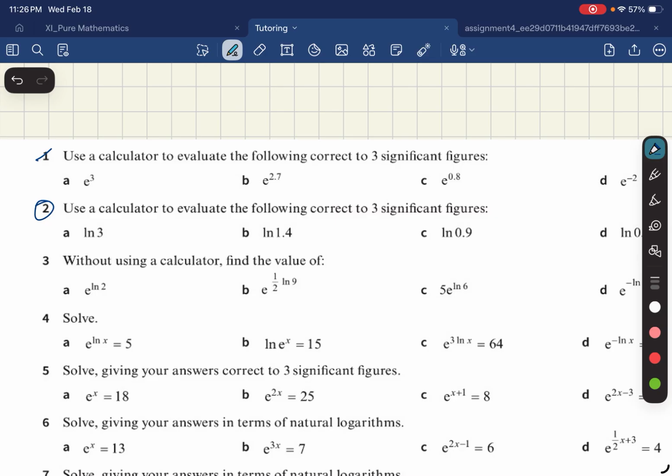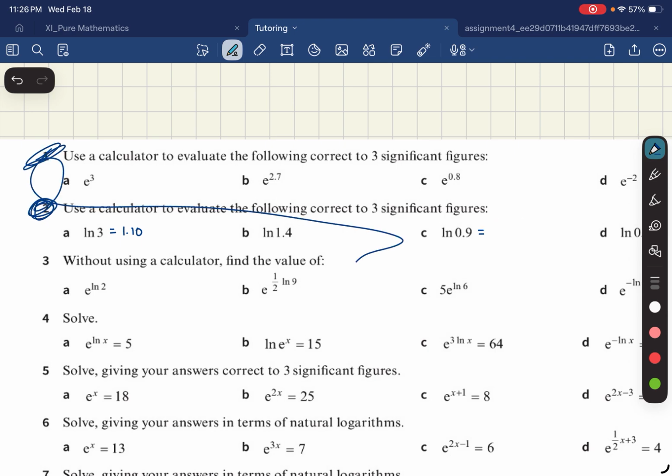And this is very easy as well. You just take your calculator and press your ln button. When you say ln, the calculator is programmed to know that it's the natural logarithm, so the base is going to be e. ln of 3 is 1.10. Or say ln of 0.9 is going to be negative 0.105, something like that. So that is how you do these questions.